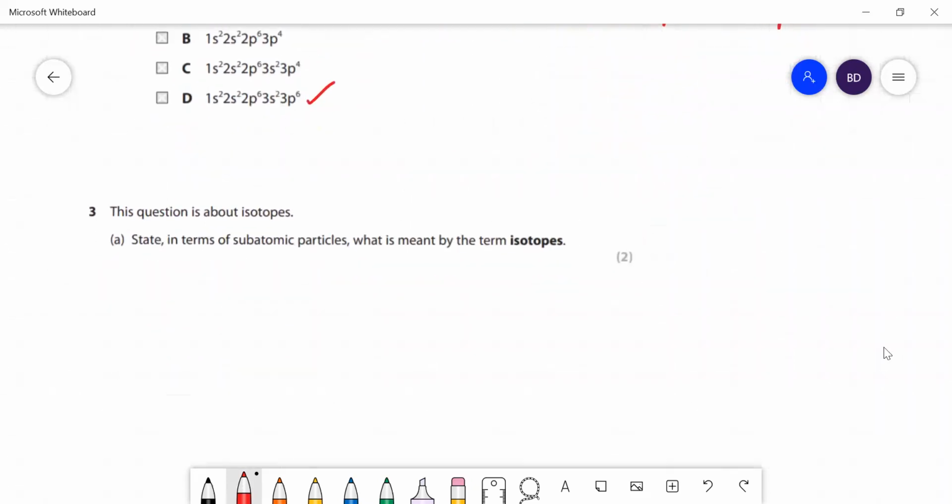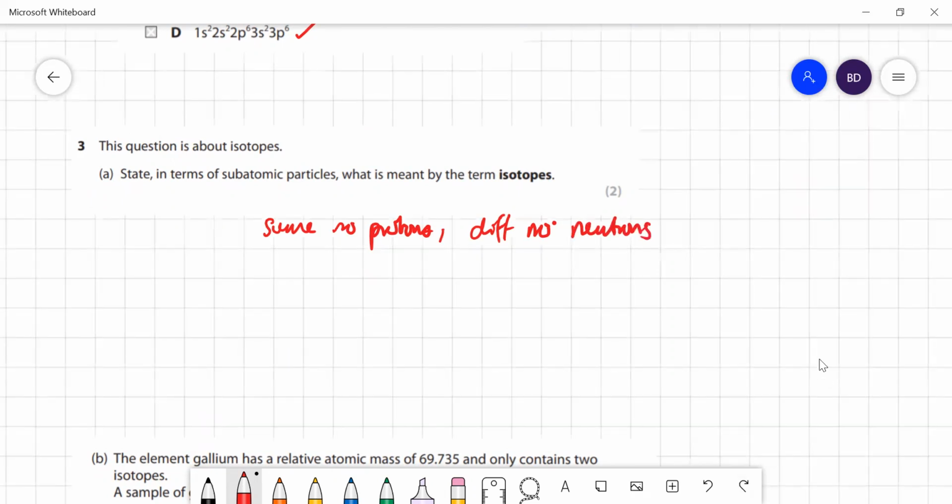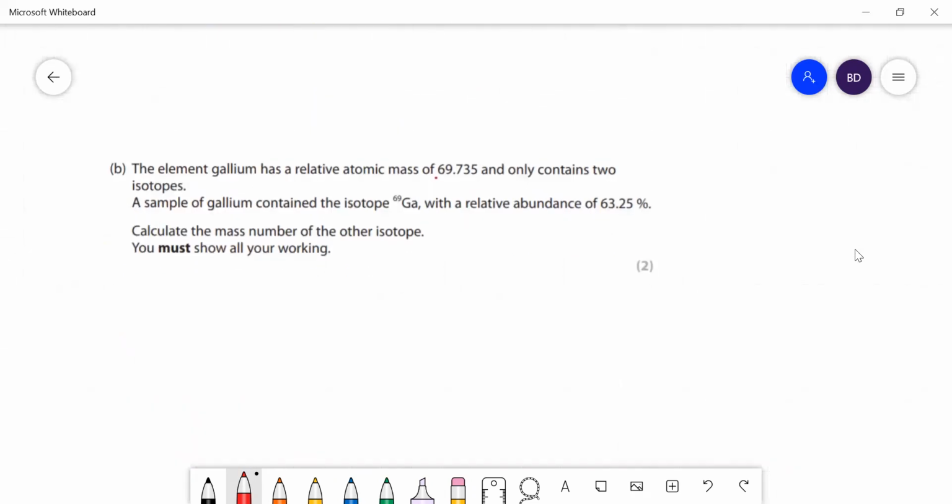Right, question about isotopes. This is a GCSE question really: what's meant by isotopes? So it's nuclei with the same number of protons, different number of neutrons. Or you can say the same atomic number and different mass number, that's fine to say that. Right, so here we've got gallium with a relative atomic mass given, and it only contains 2 isotopes. Okay. So a sample of gallium contains 69, and that's the abundance of that. So what we need to do is work out the mass number of the other isotope.